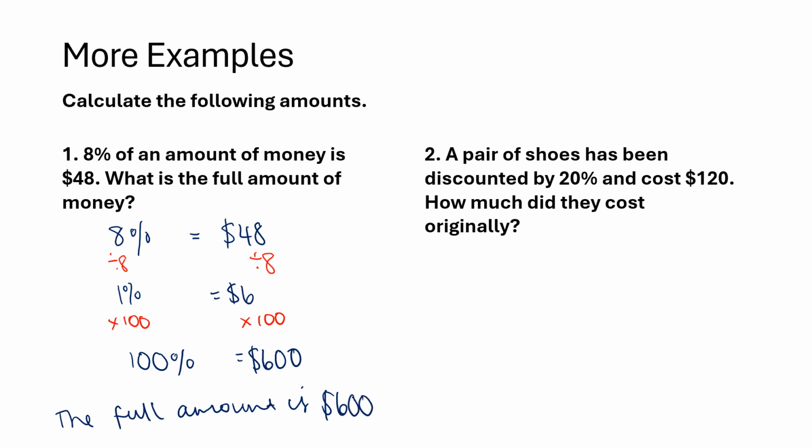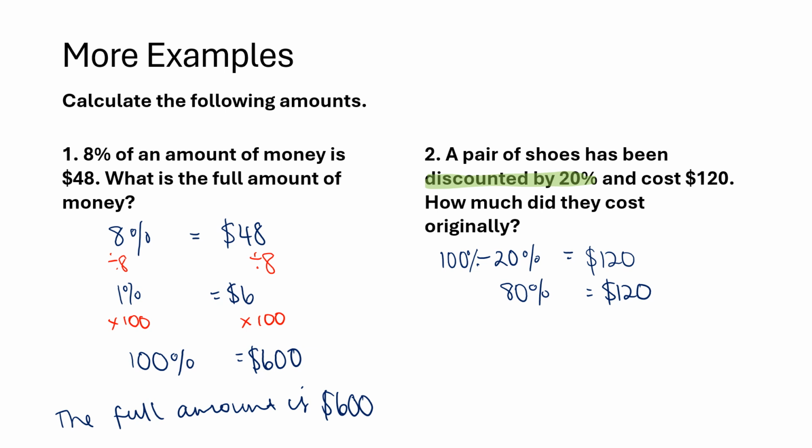Now for this second one, we've got a pair of shoes that has already been discounted. Okay, so that's something to really keep an eye out for, is that it's already been discounted by 20%. So they were originally 100%, but now they've been discounted by 20. Okay, and after they've been discounted, that costs $120. So that means that 80% of the original price is $120.